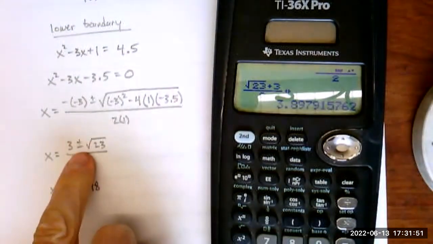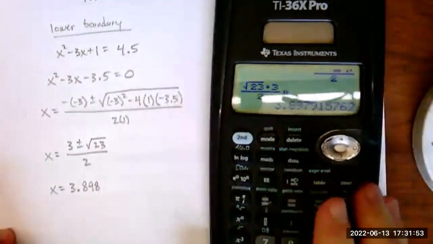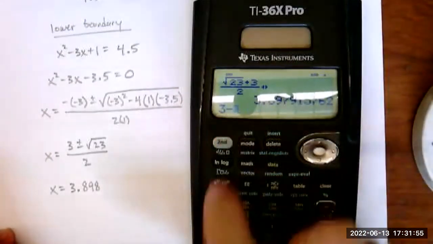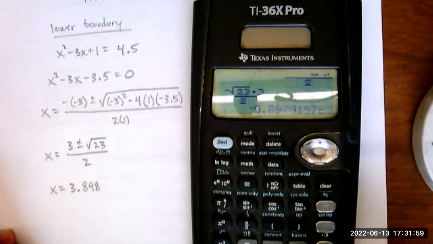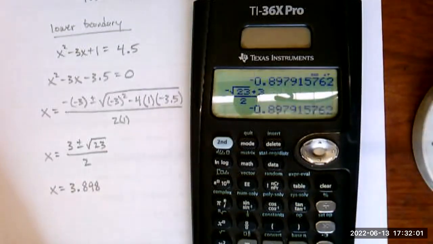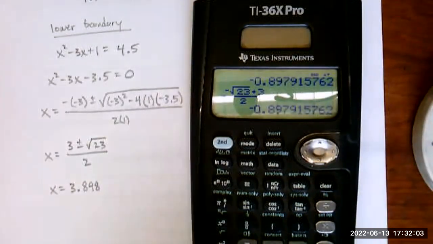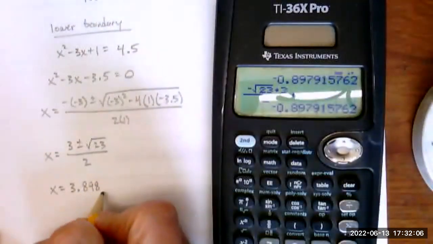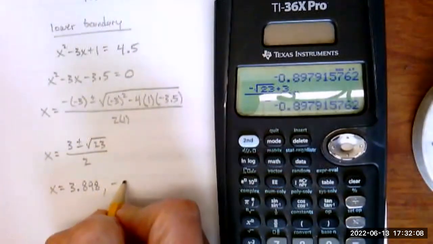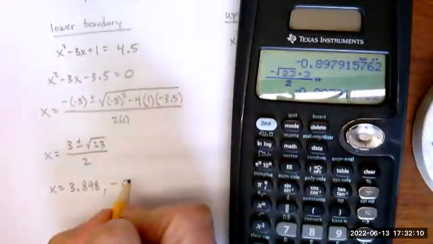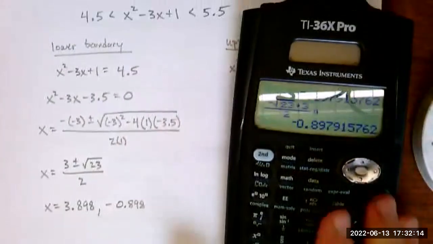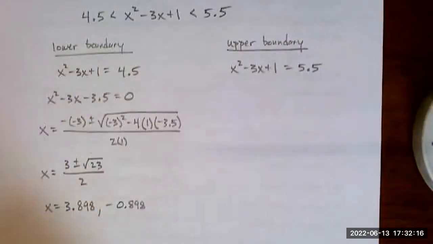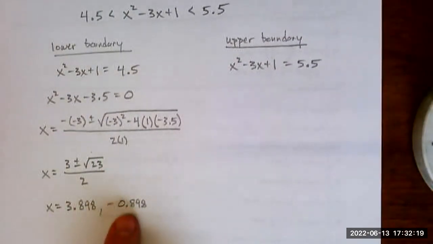That was when we added. If we subtract, 3 minus square root 23, divide that by 2, we also have negative 0.898. Okay, at this point, we've got 2 possibilities for that lower boundary. We're not sure which one it is. It's only one or the other.